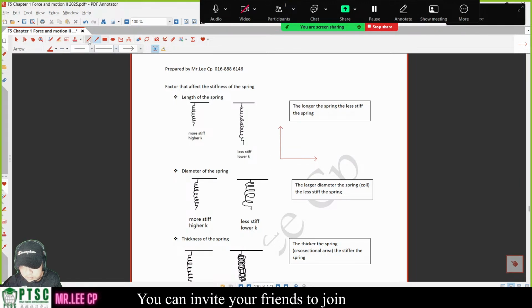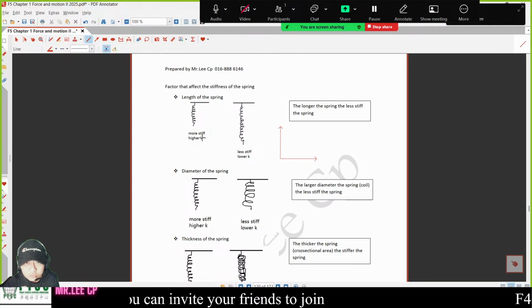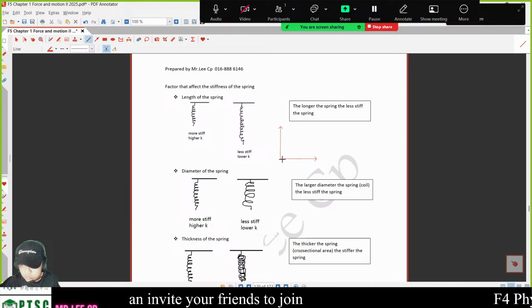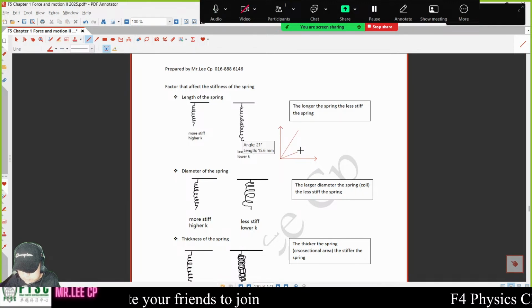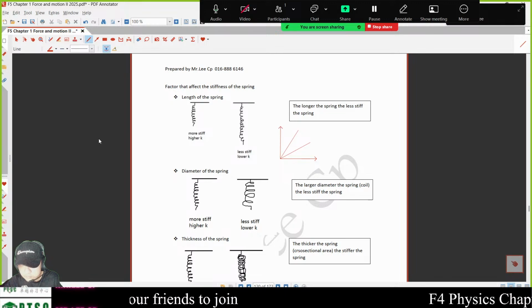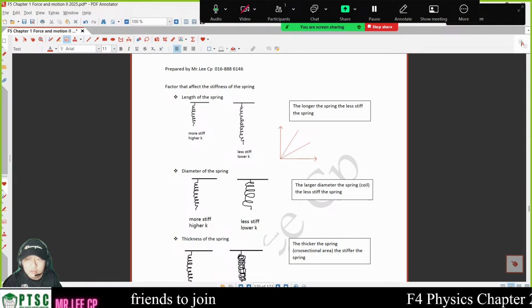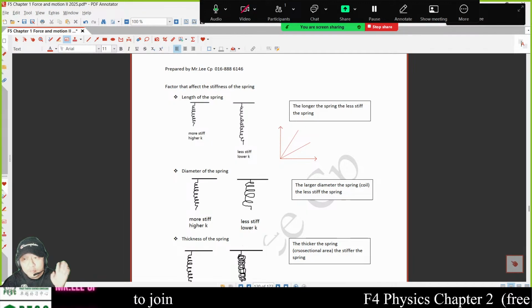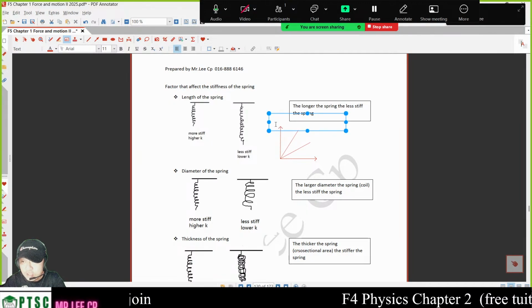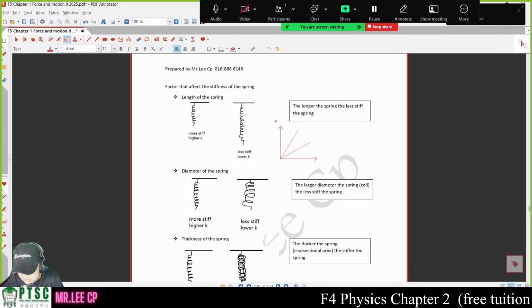From here, so I'll have two graphs, 1 and 2, right? So I have 1 spring and 2 spring. Now, when we plot the graph, I repeat one more time. I know I told you already, but some of you still are not really sure. So this is F, this is X.